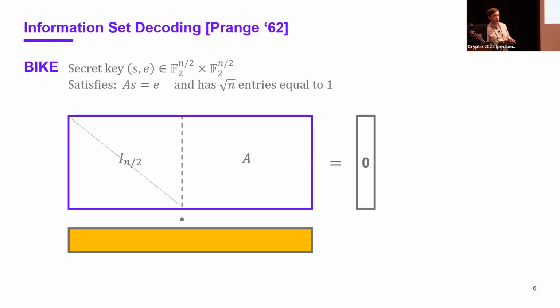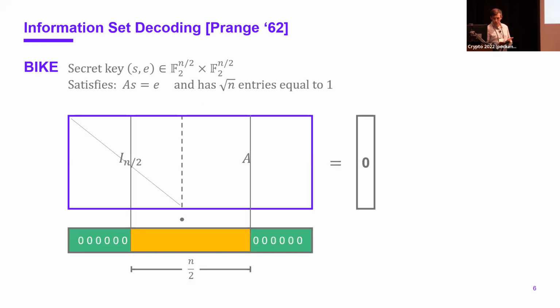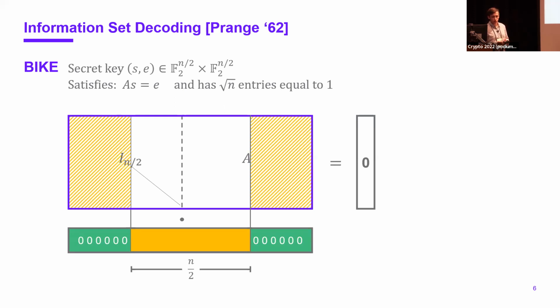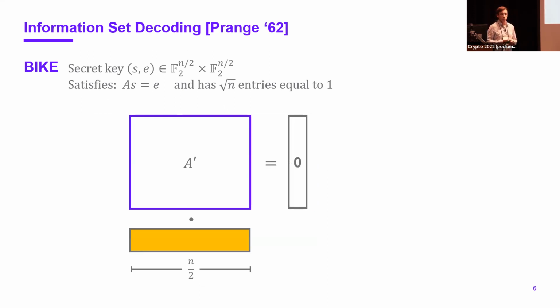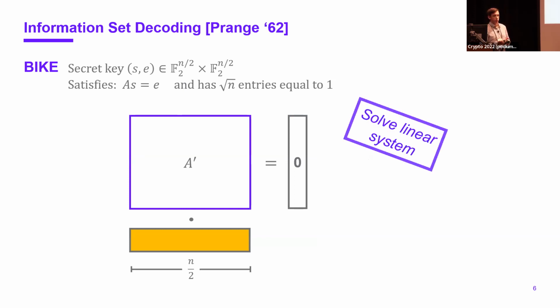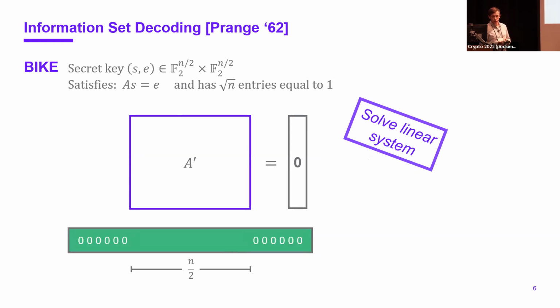So assume for the moment that we would know n/2 zero coordinates in this vector. I just put them at the front and the back for an easier illustration, but they could be distributed anywhere over this vector. If we know such a set of n/2 zero positions, then these parts of the matrix do not play any role, and we can safely discard them. Then we are left with a square system, which we can simply solve via Gaussian elimination to recover this vector, including the zeros again. And as soon as this vector has weight square root of n, we are done.